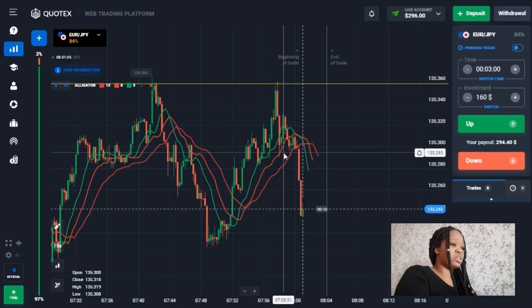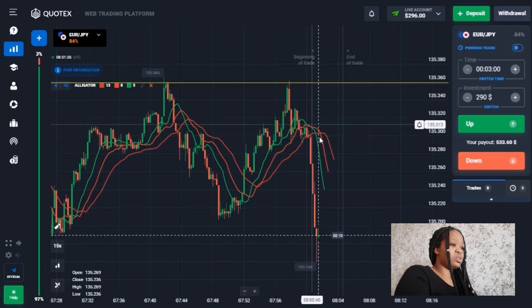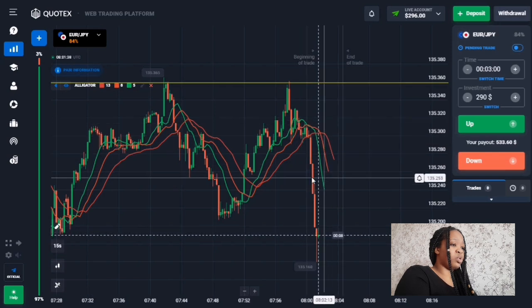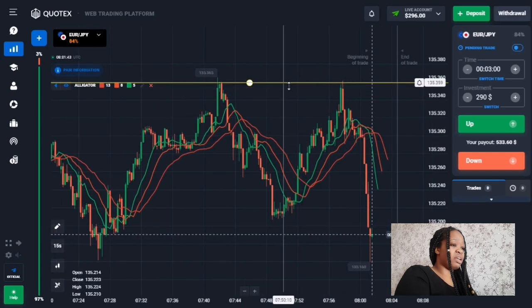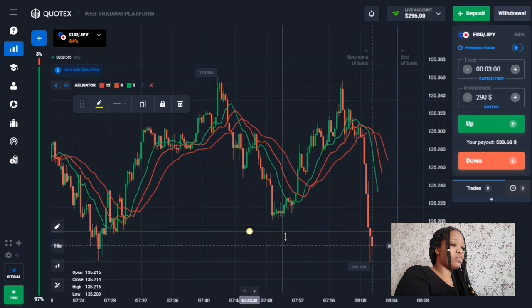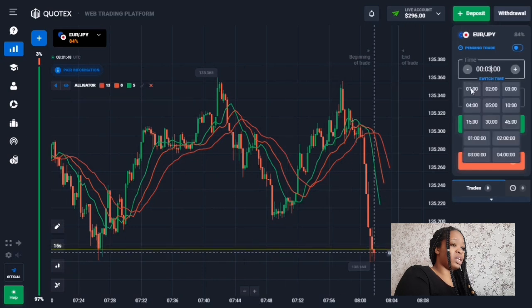So I've come back to this currency pair, but after some time. So here you can see an ongoing impulsive movement down. Price has hit the level of support and there was a false breakout. So here I'll enter the market for 1 minute with a down trade.